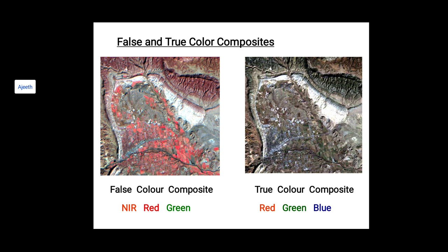So what do you mean by NIR? NIR means near infrared reflectance, right? So near infrared reflectance is NIR, and next one is red and green color. So basically green, red and blue are the primary colors. In the true color composition we can get the true colors of a topographical area.